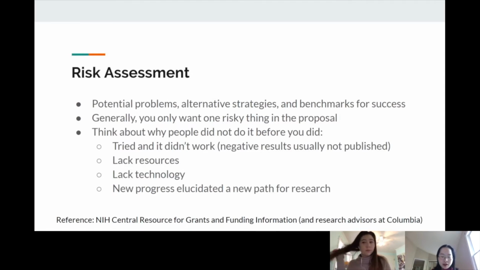So in this research methods section, there's a bit of risk assessment. How risky is the project? And what I mean by how risky the project is, is how likely is it that what is proposed will actually be successful?